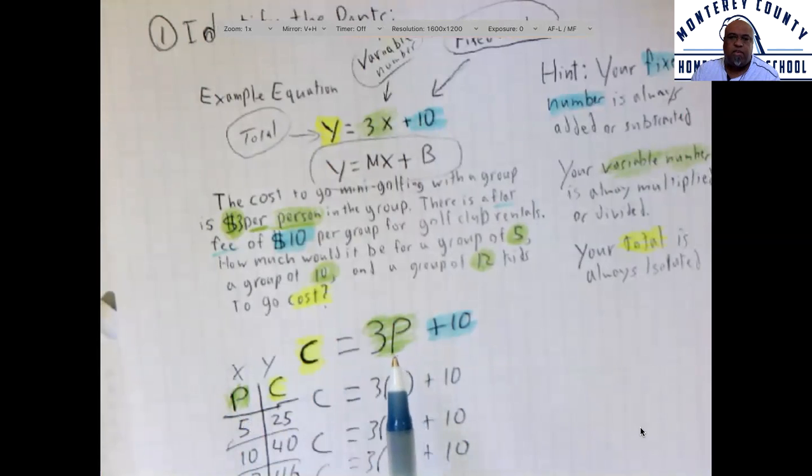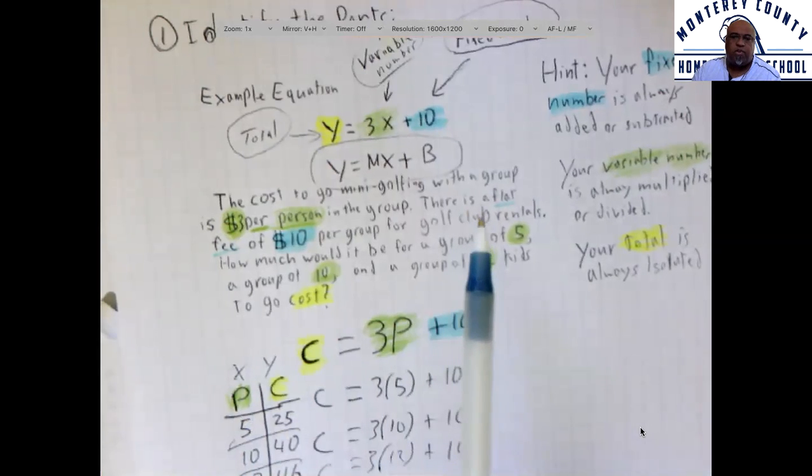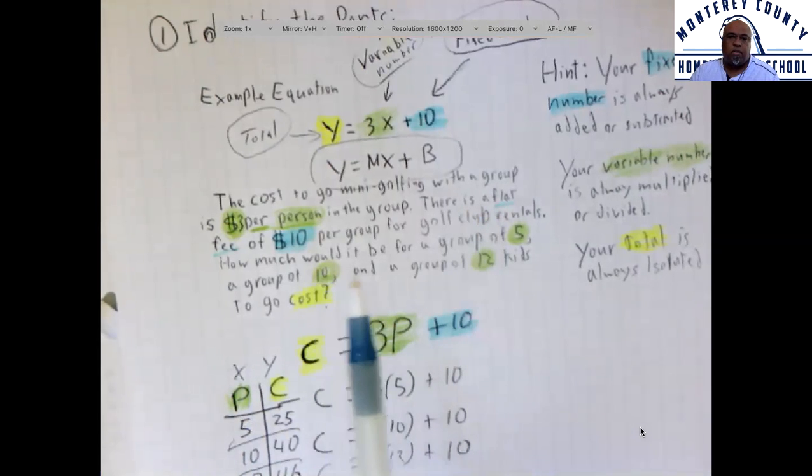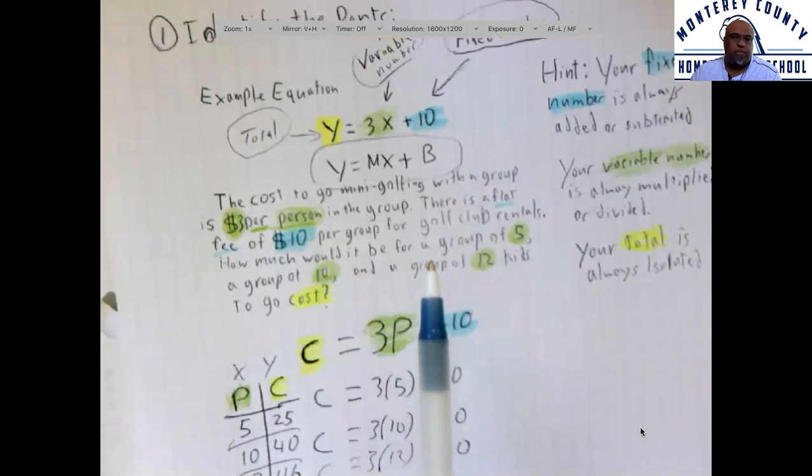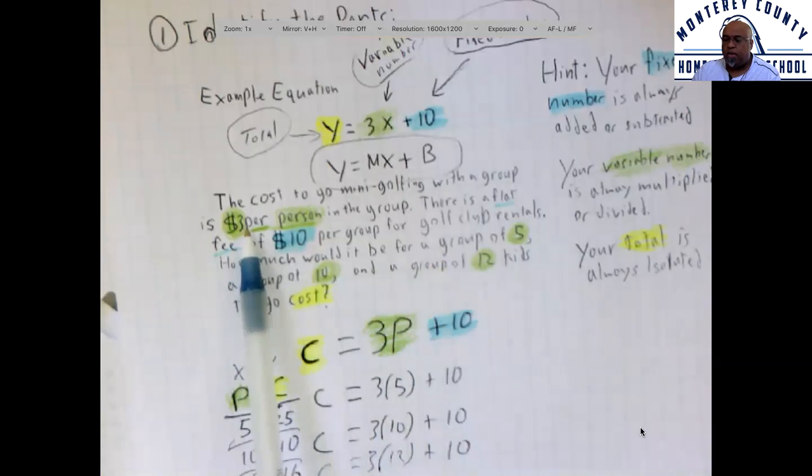Now, the second easiest thing to find is the fixed number. Usually there's going to be words like flat fee or like per this much per total, something like that. But the idea is that number is always added, or if it's a minus, then it's always subtracted, okay? So the number that would be plus or minus always goes over there to the right. The hardest one to find is the variable one. And you usually see some wording like per person or per something.